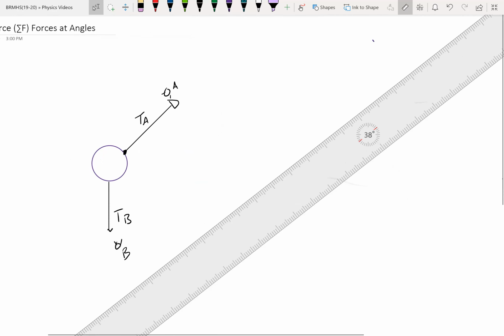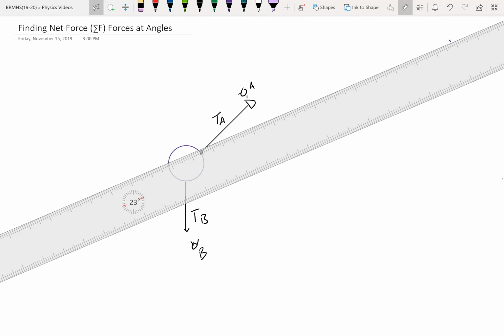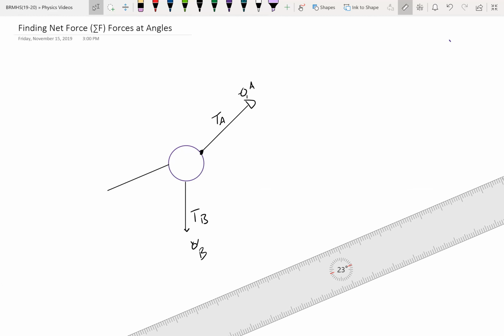And then we've got one more person. We'll call him person C, and they're pulling like this, 23 degrees down. All right, so that's where their ropes are attached to this hula hoop. I know this looks nothing like any of the problems we've had, but it's another way for you to visualize forces at angles and try to figure out what the net force is.